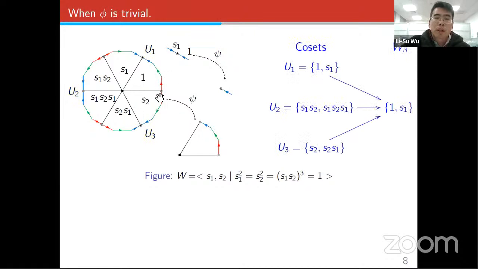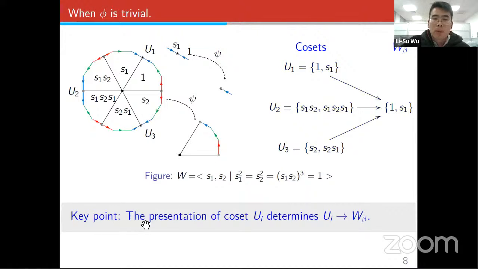So we want to give a boundary map determined by this quotient map. The key point is how to give a corresponding relation from each coset in this part to this part. There are different choices. For example, we can map 1 to 1 and S1 to S1. Meanwhile, we can also map 1 to S1 and S1 to 1. Those different choices will influence our definition of the boundary map.